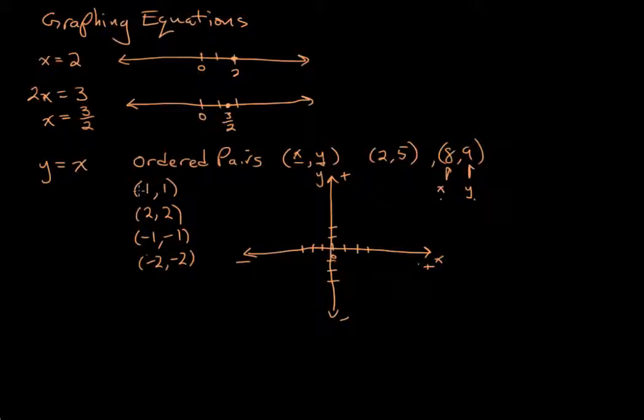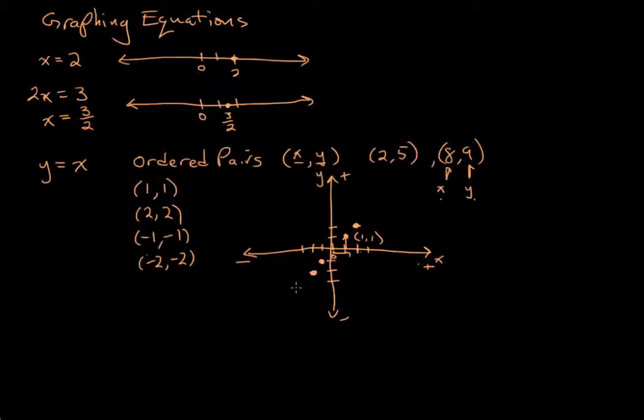So anyway, let's look at how we can represent these ordered pairs, these solutions of this equation, on this two-dimensional plane, which we call a Cartesian plane. So let's look at 1 comma 1. That means it's 1 over on the x-axis and 1 up on the y-axis, because they're both positive. So here's 1, 1. 2, 2 is 2 over and 2 up. Negative 1, negative 1 is down here. Negative 2, negative 2 is down here.